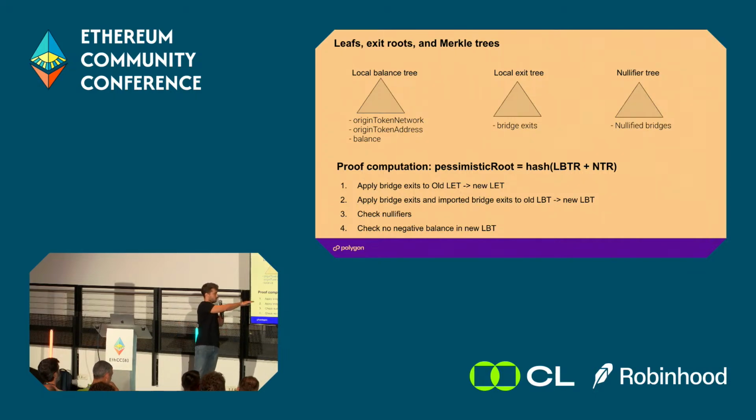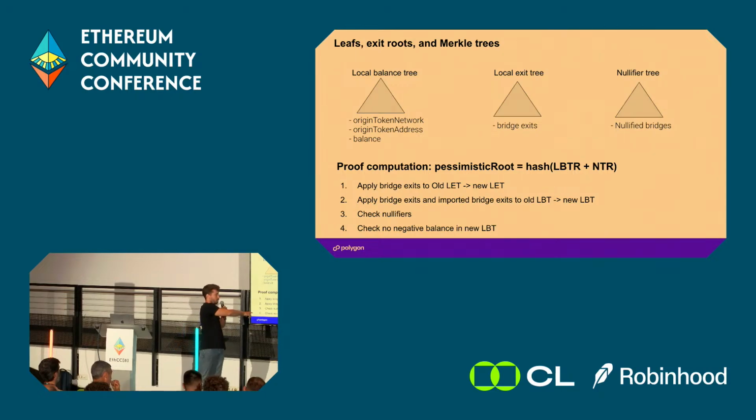So let's talk about the different steps, the different constraints that the pessimistic proof has. First of all, you have to apply all the bridge exits to the old local exit tree. It's this one, and you get the new local exit tree. After that, you apply the bridge exits and the imported bridge exits. Say, you apply the inbound bridges and the outbound bridges to the balance tree.